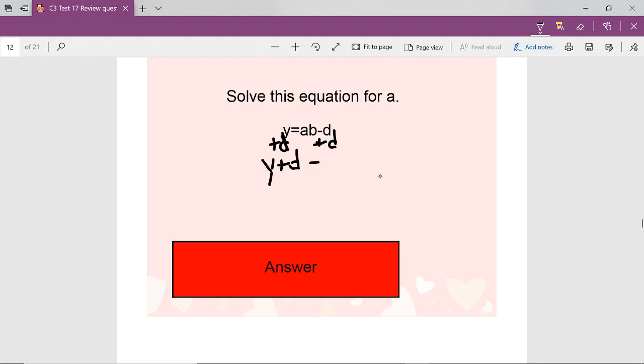plus D equals AB. Getting closer, but it's still being multiplied by B. So the opposite of multiplying by B is dividing by B. Now I divided the entire right side by B, so I have to divide the entire left side by B. So I can say my final answer is A equals Y plus D, all that divided by B.